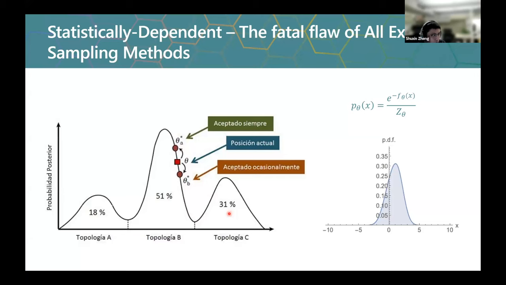However, jumping from one state to another is not enough. It must also repeatedly jump back and forth until it reaches equilibrium, to accurately reflect the relative probability between different states. This leads to traditional sampling methods being very slow, limited by this fatal flaw of statistical dependency. And most of the methods that use AI to accelerate this sampling process do not fundamentally solve this problem.